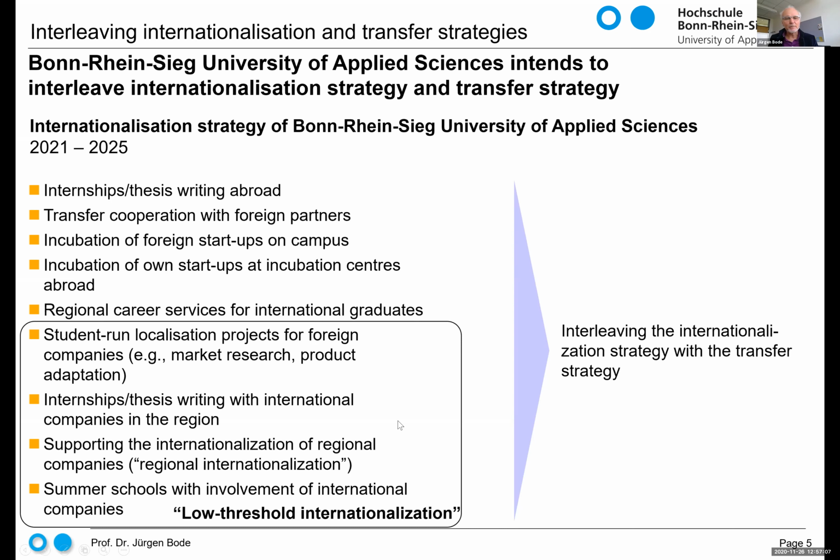And another element which I would like to highlight is that we also want to establish in our new strategy what we call low threshold internationalization. Why that?